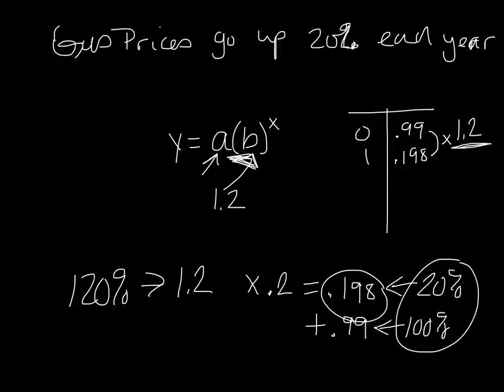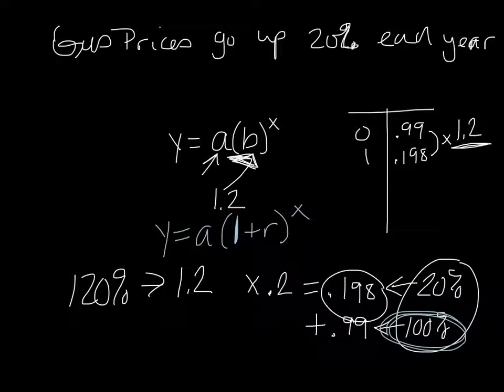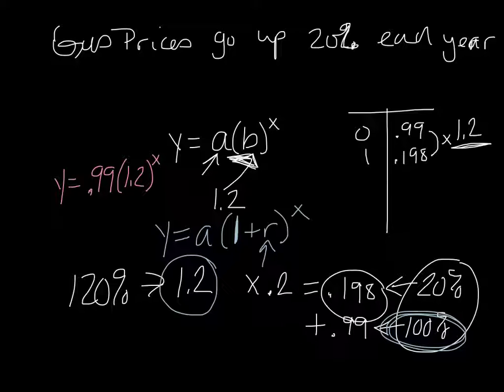Now, if you want to be technical about how you're really supposed to write this, a lot of times they write it y equals a times 1 plus r to the x. And this is pretty much exactly the same thing. The difference is that 1 right there, and that's just taking care of our 100% that we were talking about. And then it adds in the rate, so it was increasing by 20%, so we'd put a 0.2 there. So that's how we get our 1.2. Okay, so then our equation should be y equals 99 cents times 1.2 to the x. And that would be our answer for that one, or our equation at least.